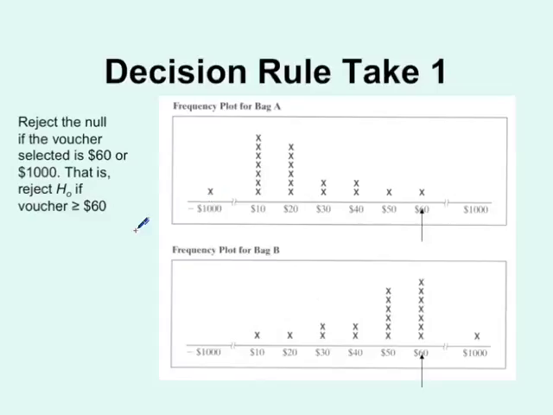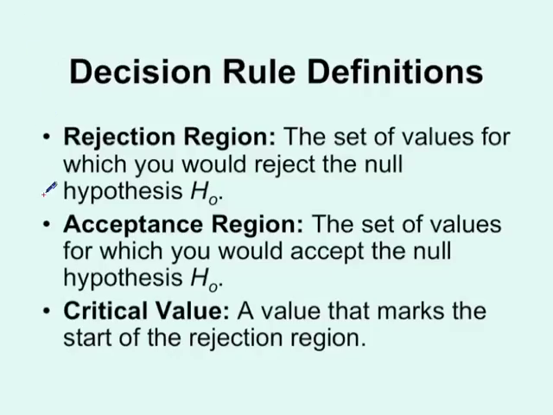All right? Okay. So what we're going to do is see if we can calculate the probability of making a type 1 error or the probability of making a type 2 error based upon this decision rule. Okay? So a couple more definitions before we do that.